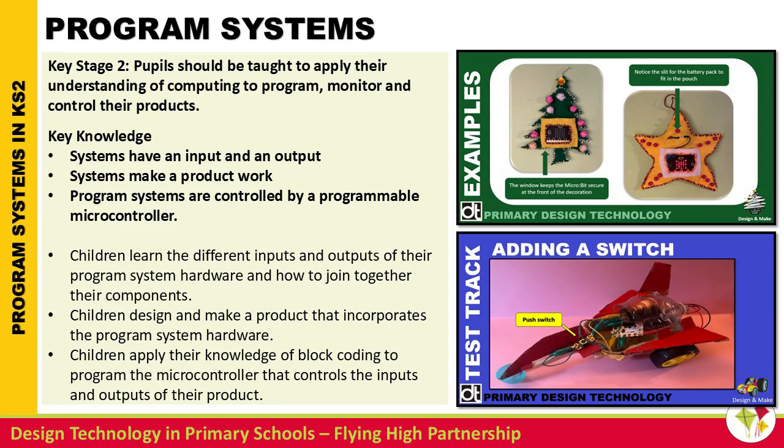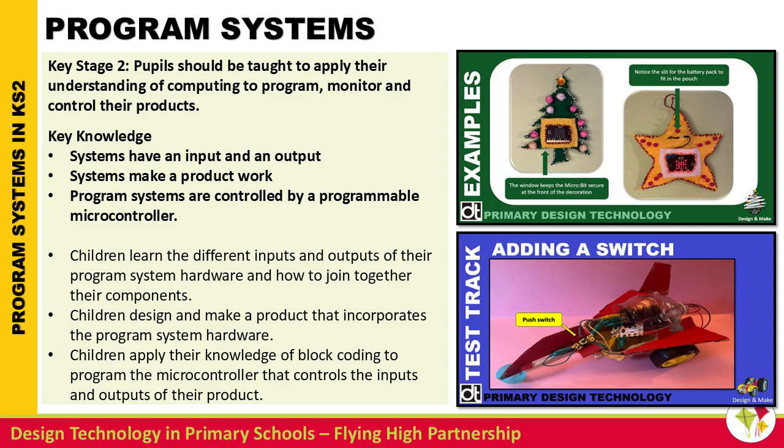Program systems are normally taught towards the end of Key Stage 2 and build upon children's experiences of using electrical systems in their products. With program systems, children need to know and understand that the inputs and outputs are controlled by a microcontroller that is itself programmed using block code. Inputs are more sophisticated than a simple switch, as a programmed system can incorporate sensors that detect changes in the immediate environment such as light, sound and movement.